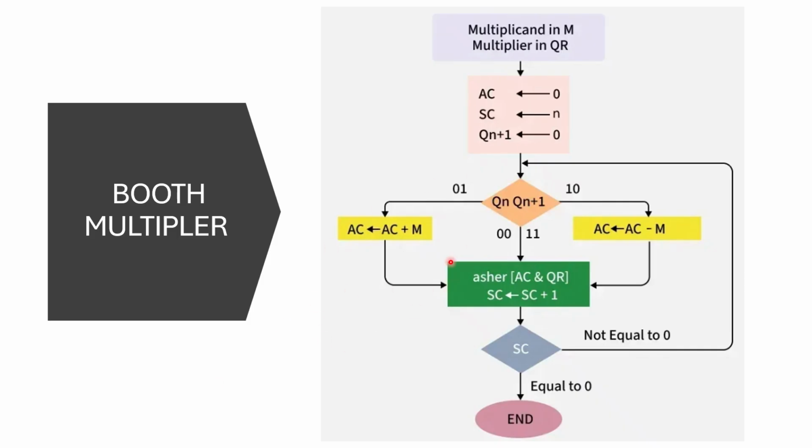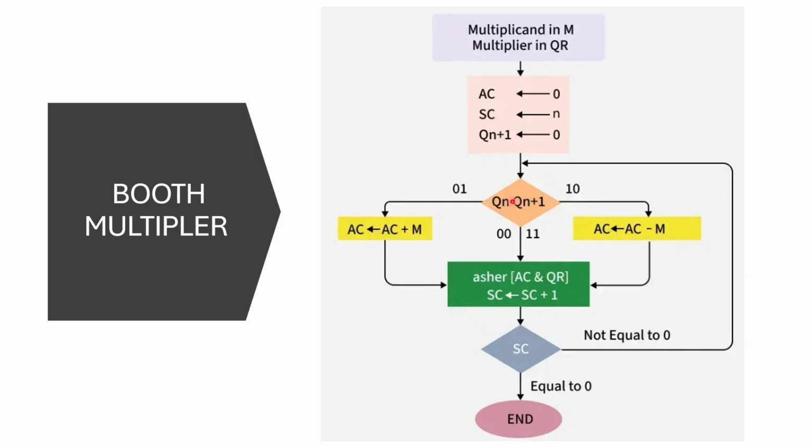Suppose you want to multiply any two numbers. We have Qn, the multiplier, the accumulator, then the SC, then Qn plus 1. Suppose Q is your multiplier and the multiplicand is in M. If your Qn plus 1 is 0 0 or 1 1, then you directly shift. No need to do any operation.